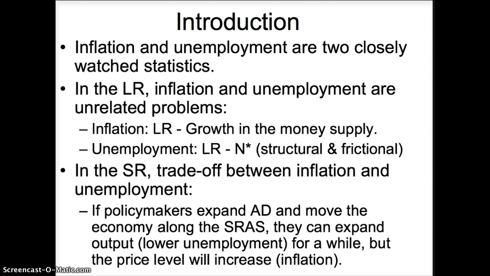If policymakers expand aggregate demand and move the economy along the short-run aggregate supply curve, they can expand output, therefore causing unemployment to decrease, but only for a while. The price level will increase, meaning inflation will occur. Policymakers can lower unemployment by causing inflation. Likewise, they can also decrease inflation, but will cause unemployment to increase.